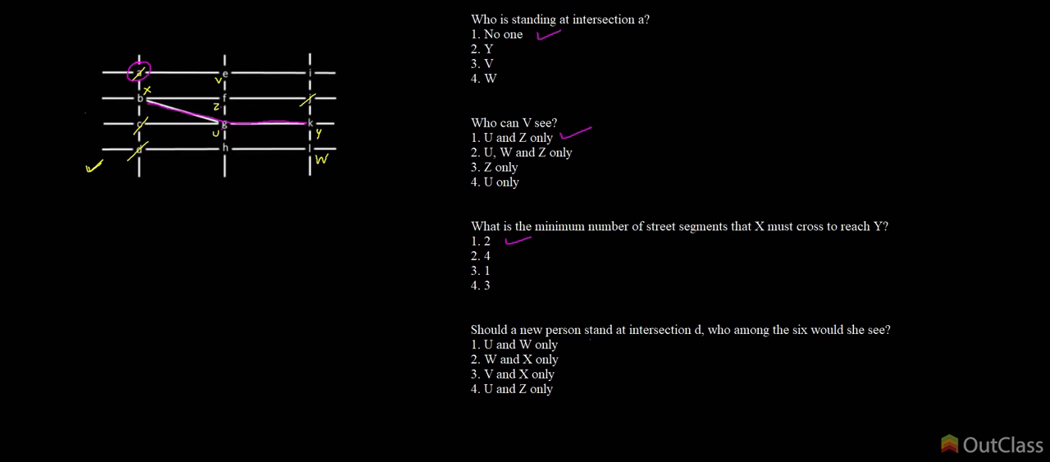Last question, should a new person stand at intersection D, who among the 6 would she see? If we have a person at D, who can they see? They can see X, they can see W. W and X only.